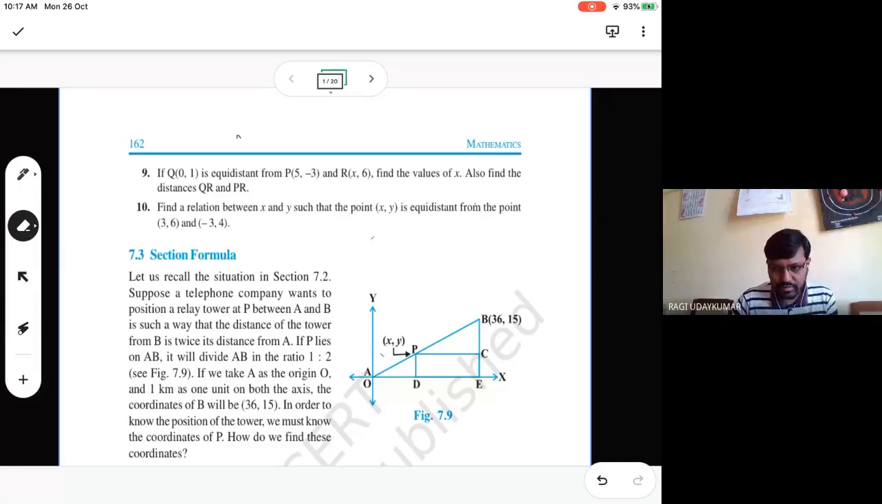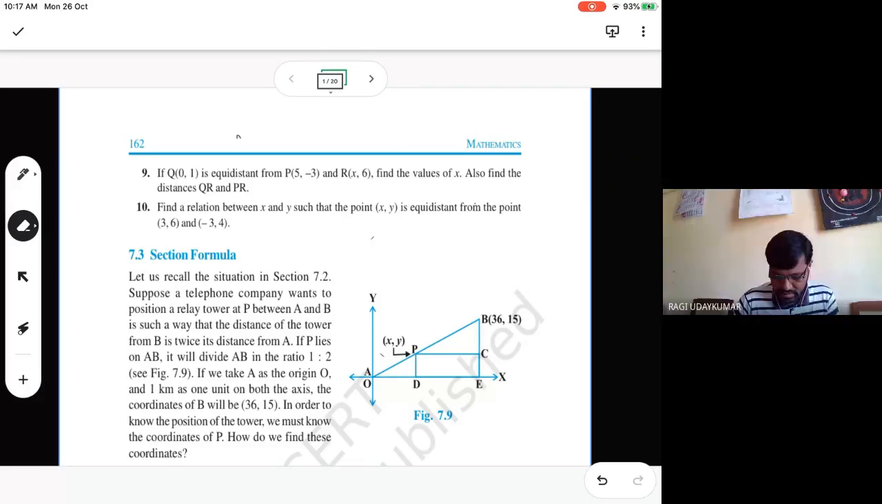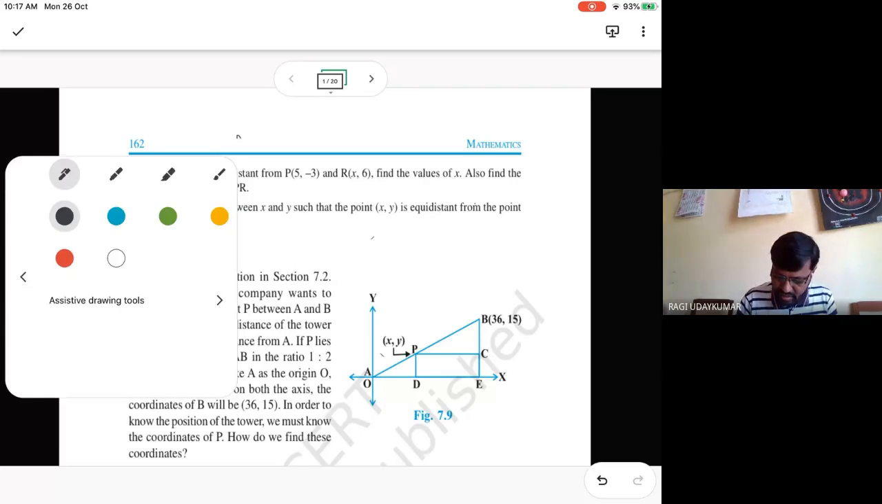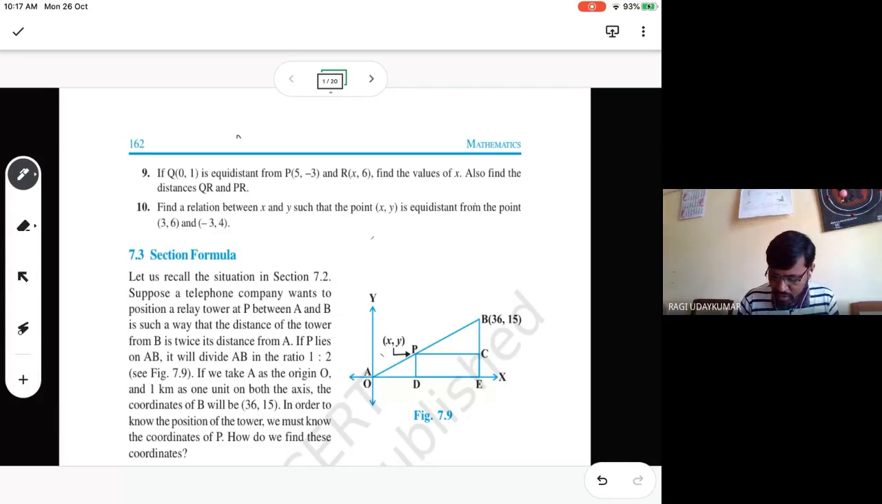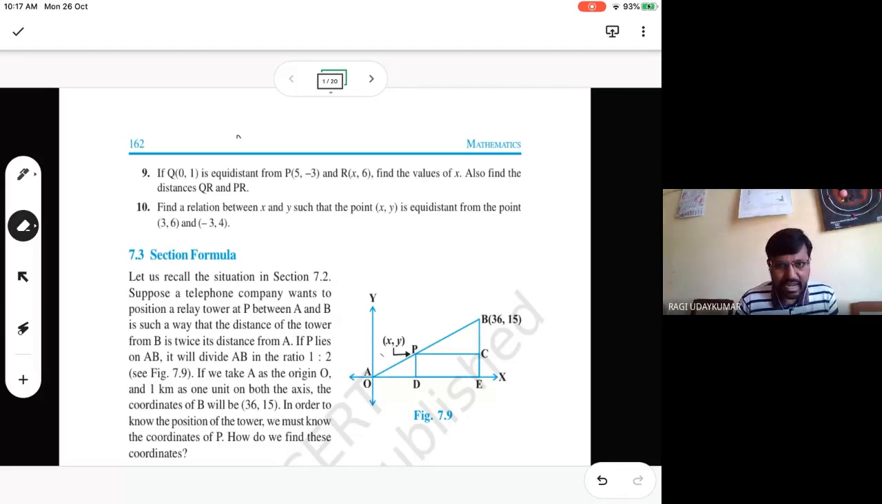Under root of (x2 minus x1) whole square plus (y1 minus y2) whole square. You can say y1 minus y2 or y2 minus y1. So the distance formula I am writing here is under root of (x2 minus x1) whole square plus (y2 minus y1) whole square. If the first point is (x1, y1) and the second point is (x2, y2), this is the distance formula. We discussed it in the previous class.